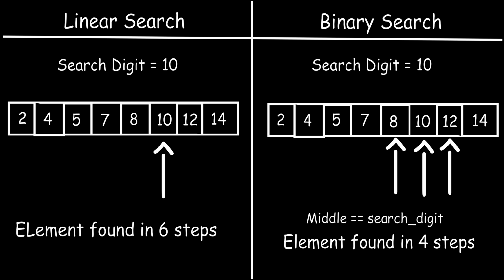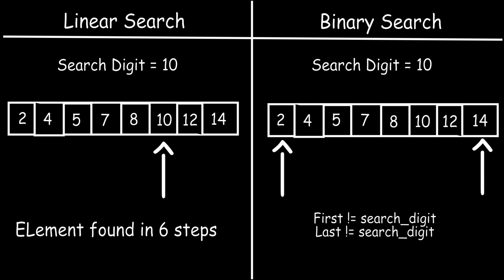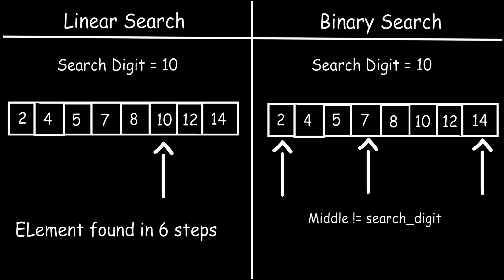Let's apply that principle to this example, where the binary search has to find the digit 10 in the array. First, it checks whether the first and the last digits are a match. If not, it tries to see if the middle digit is a match. Here, there are two middle elements, 7 and 8. We can consider any of them. Let's consider 7, and it was not a match.